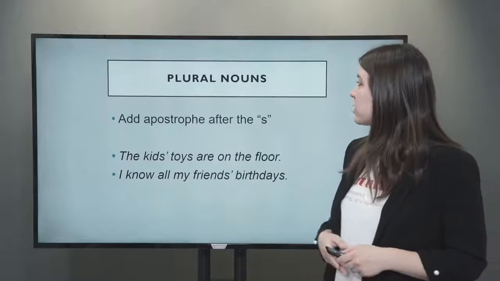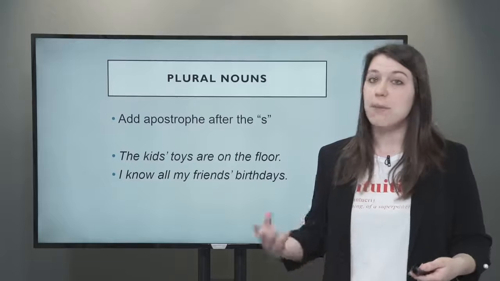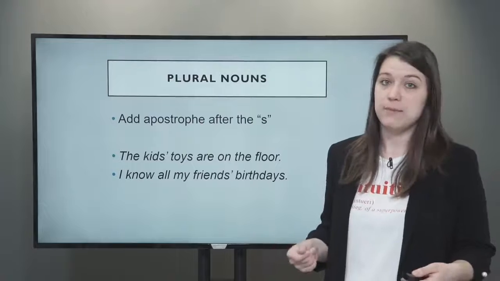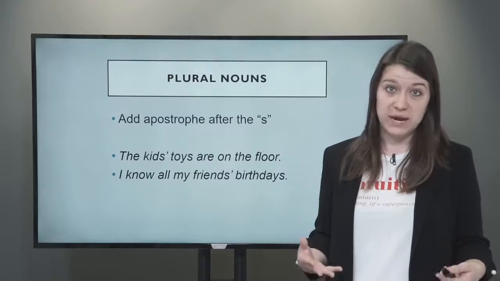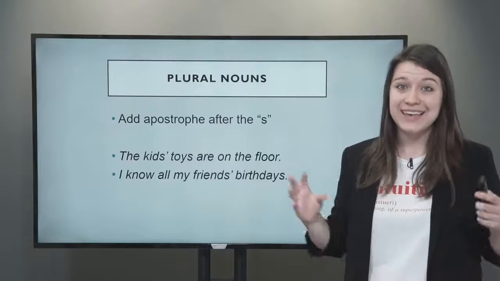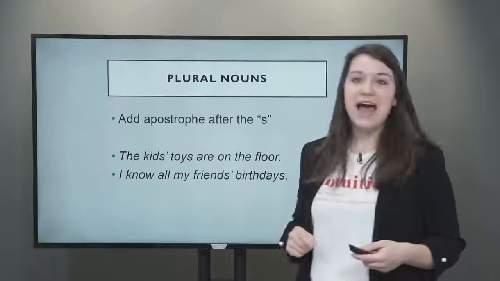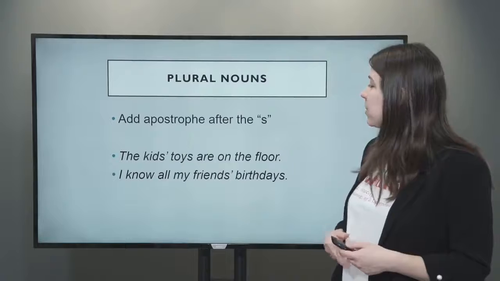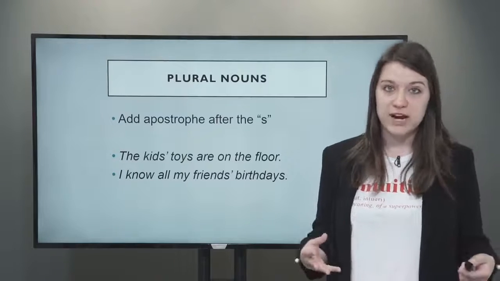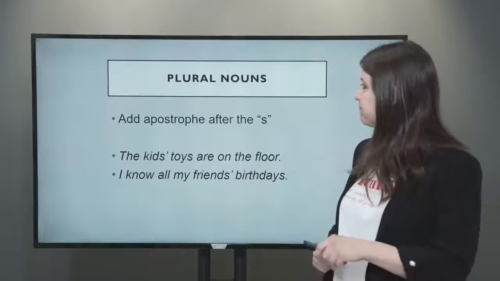Now we're going to look at plural nouns. So when we have a plural noun, we don't add an apostrophe S, we simply add an apostrophe after the S, okay? Because plural nouns end in S already. For example, the kids' toys are on the floor. Here, kids, there are more than one, it's multiple. So we add this apostrophe here after the S. Another example, I know all my friends' birthdays. So here you're talking about multiple friends, all of them together. So you add an apostrophe after the S.